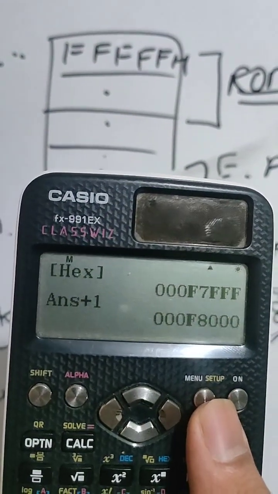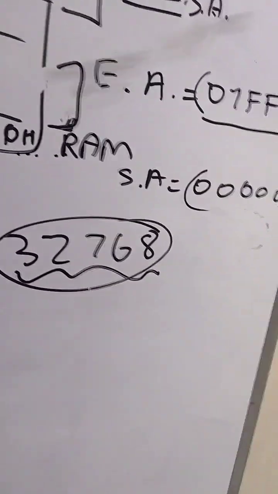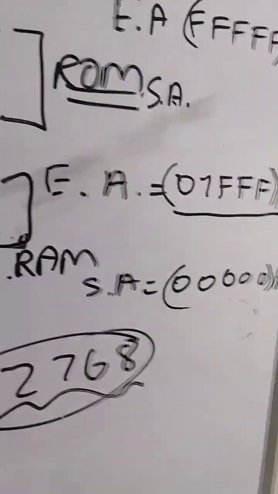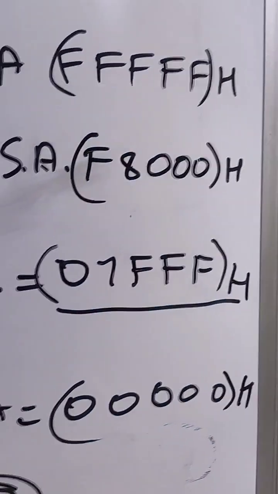So since you do a +1 here, this is your start address for a ROM, okay? So our start address for the ROM is F8000. So now we get the start address as F8000H. Nice.